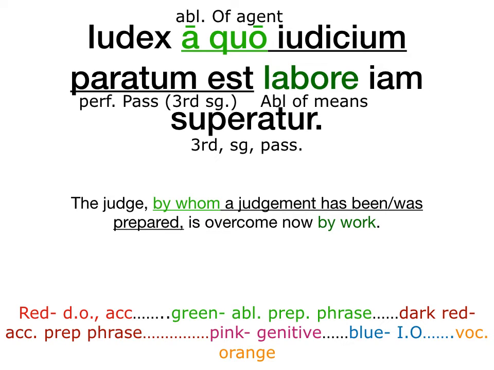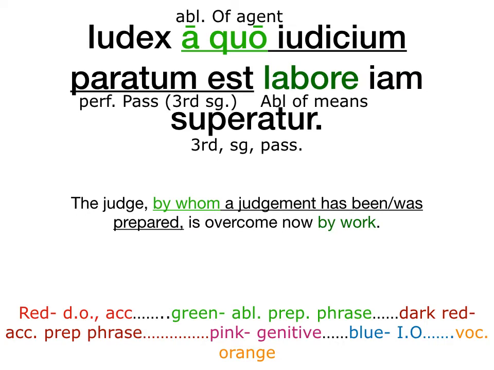Okay, third of four. Iudex a quo iudicium paratum est labore iam superatur. This one's a little more complicated translation-wise, but there's only two ablatives showing up here other than the subject and the predicate. So the judge, then we have a relative clause, by whom a judgment has been prepared, is overcome by work. Or overcome now by work. So if I picked this one, I would definitely underline quo and ask the case of it, and you would say ablative of agent. And then labore is an ablative of means, okay?